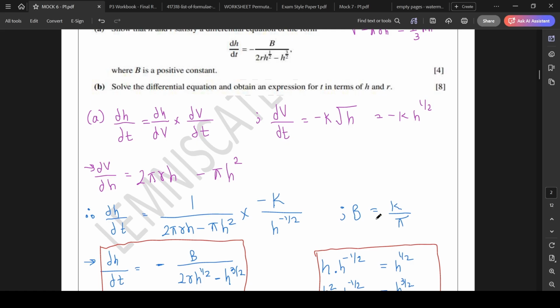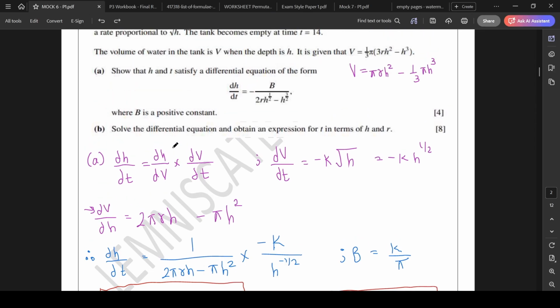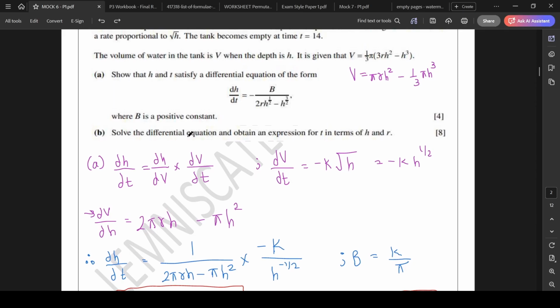We got this b, which is k over pi, and in the denominator we are exactly having the same things as we wanted, and minus sign is also outside. Now for the second part, solve the differential equation and obtain an expression for t in terms of h and r. So we are going to get t is equal to something in terms of h.